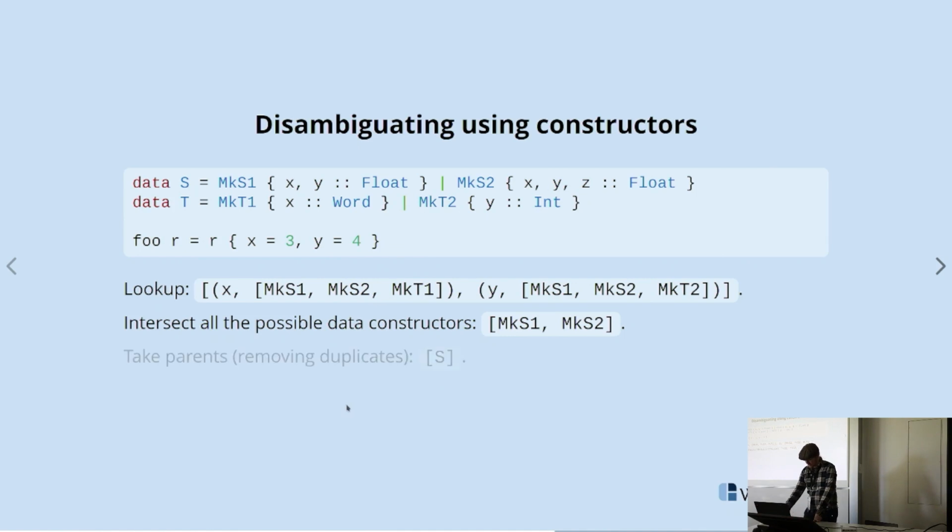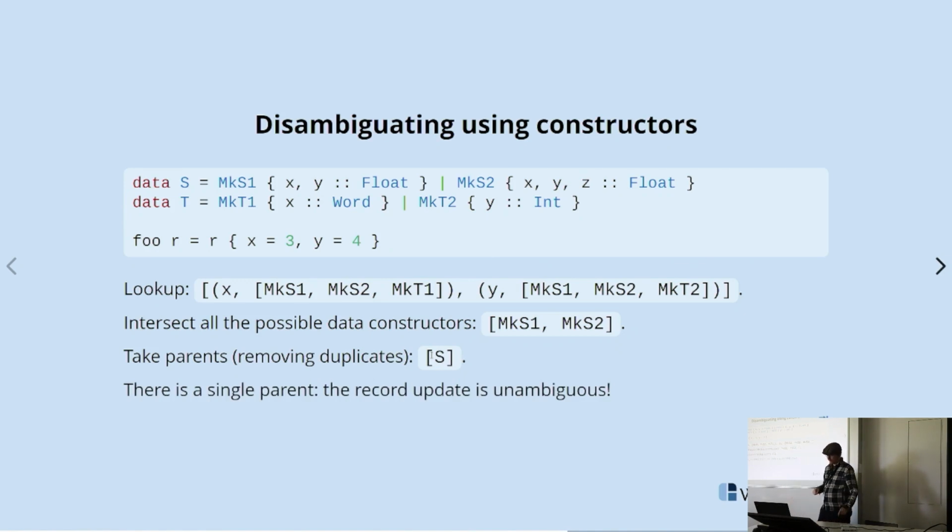And then at the end, what you really care about is the parent data type. Given the data constructor, you can look up what the parent type constructor is, and so you get a unique parent. So then you're going to say in the renamer that the parent for this record update is S, and when it comes to actually type checking the record update, it's going to know what data type it's updating. Anyone have any questions about this example?